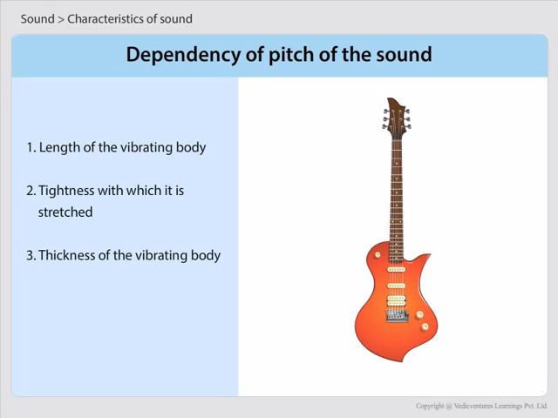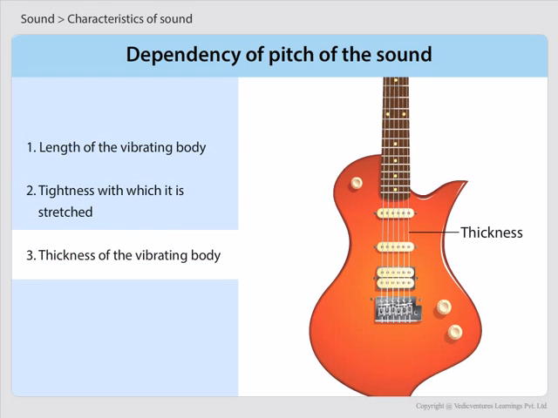Dependency of pitch of sound. Pitch of sound depends on the length of the vibrating body, for example, a guitar, the tightness with which it is stretched, and the thickness of the vibrating body.